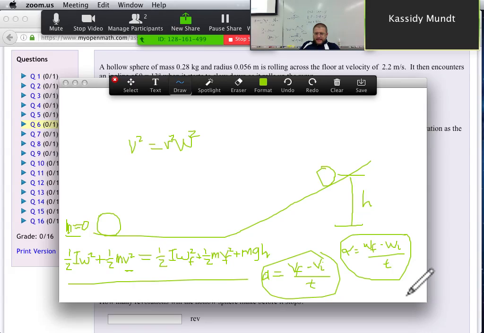Let's see. Might have to use kinematics for that. That's what I was afraid of. If you're going to use kinematics for that, it's in 2 dimensions for the linear acceleration. But for the angular one, let's see here.